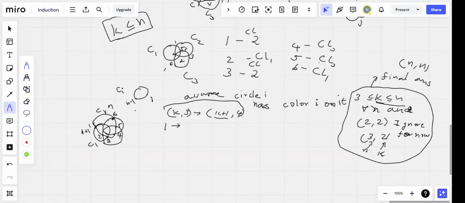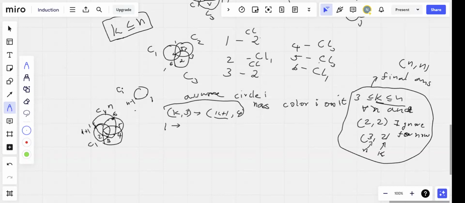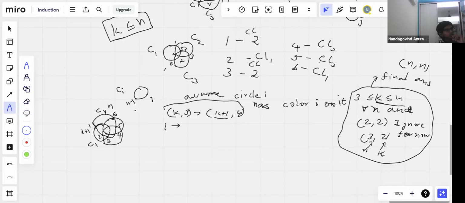Suppose the case in which k is actually less than n, and suppose in circle C_i the color j has not been used yet. Then we can color the two new intersection points with the n plus 1 color and any j color which has not been used yet, and then repeat for the other circles. Maybe I'm not sure. Yeah, I see what you're saying. Yeah, that probably would work.